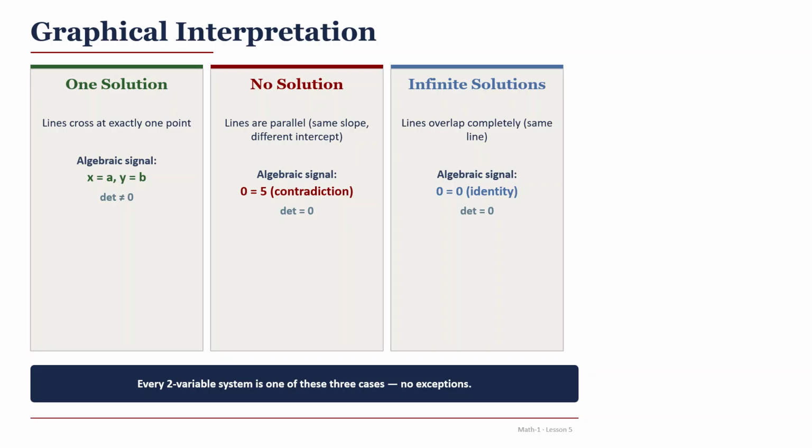In the third case, infinitely many solutions, the two lines sit right on top of each other. They are the same line drawn twice. Every point along that line is a valid solution. Algebraically, elimination produces 0 equals 0, a true statement that gives no new information. The key geometric insight is that the number of solutions equals the number of intersection points.